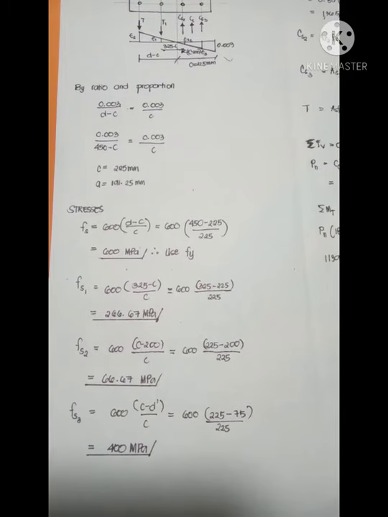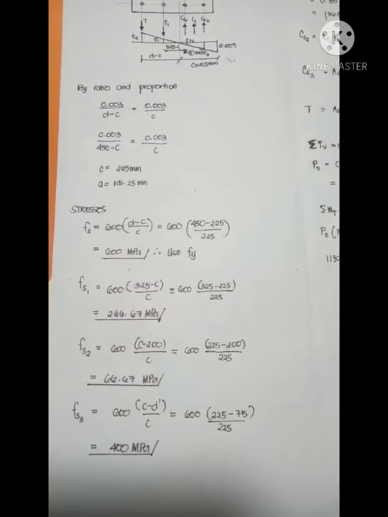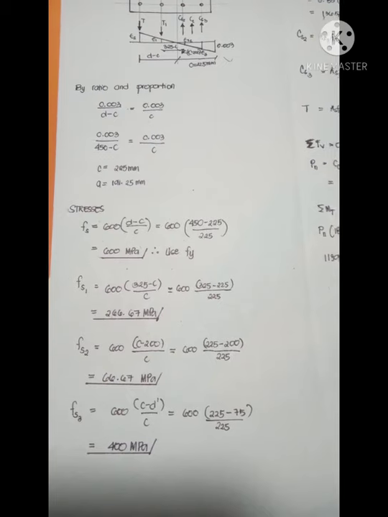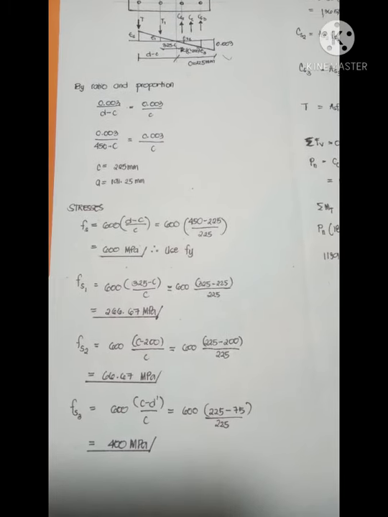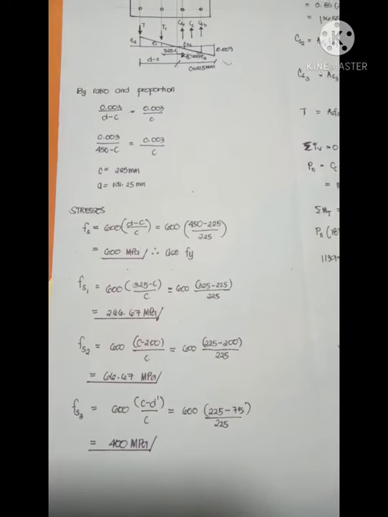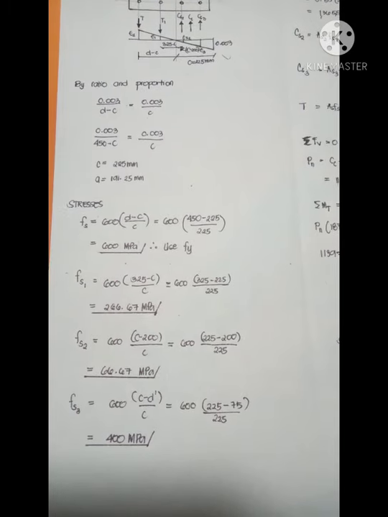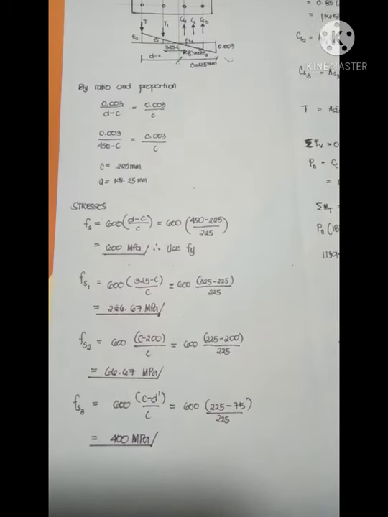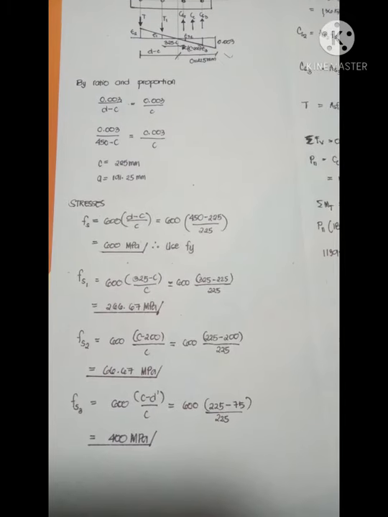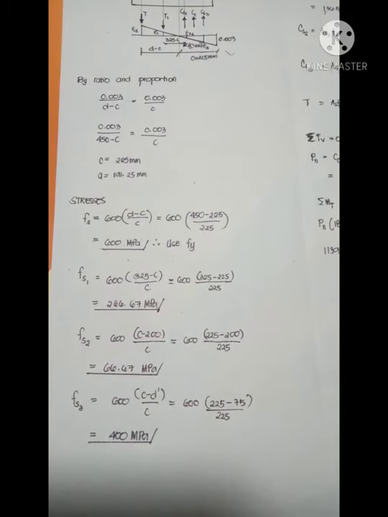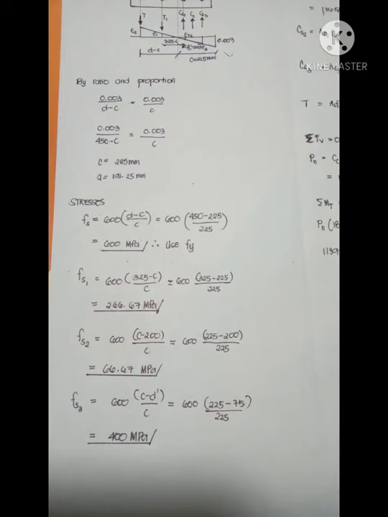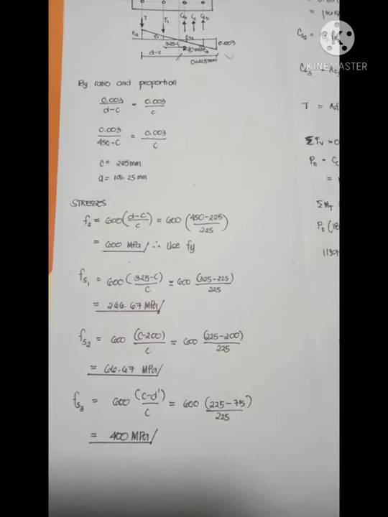So next is Fs1, Fs2, and Fs3. Using the same formula in getting those values and substituting them, we have the value of Fs1 as 266.67 megapascal, 66.67 megapascal for Fs2, and 400 megapascal for Fs3.